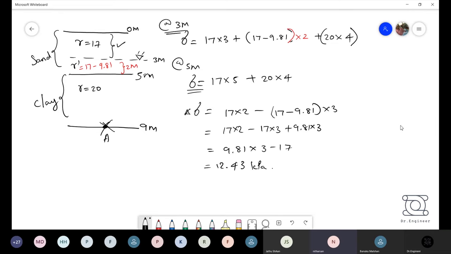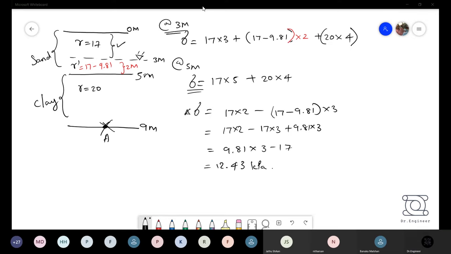Why did you minus the 9.81 from the 17? In the total stress, we do not need to minus the gamma W. Give me a second. This is the effective stress. Yeah, that's the effective stress.